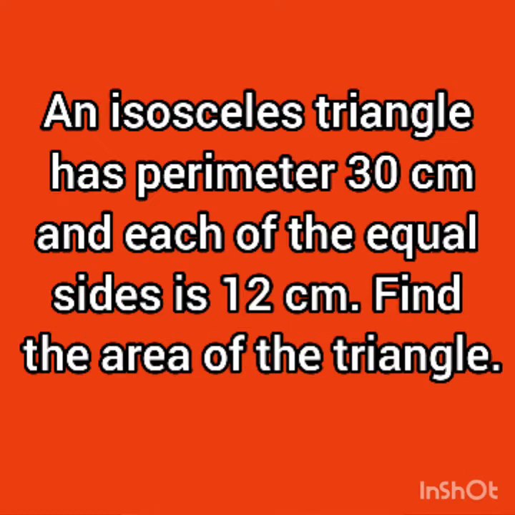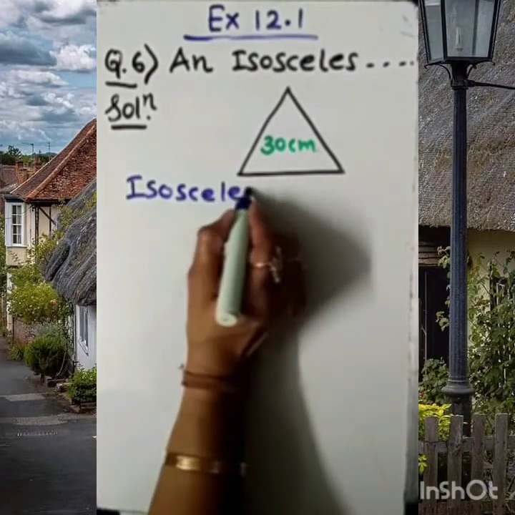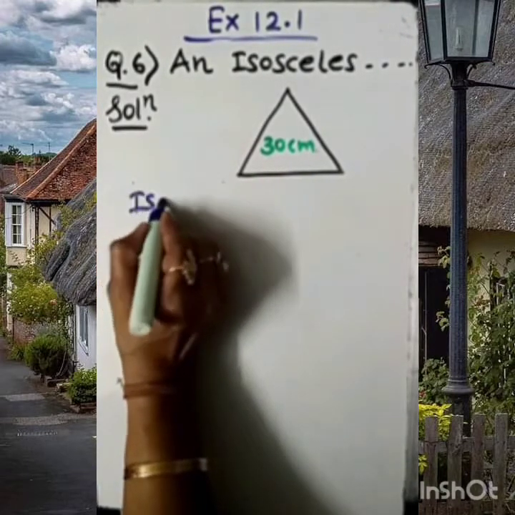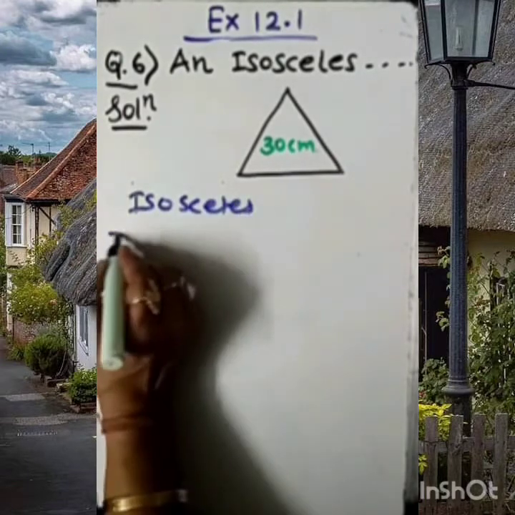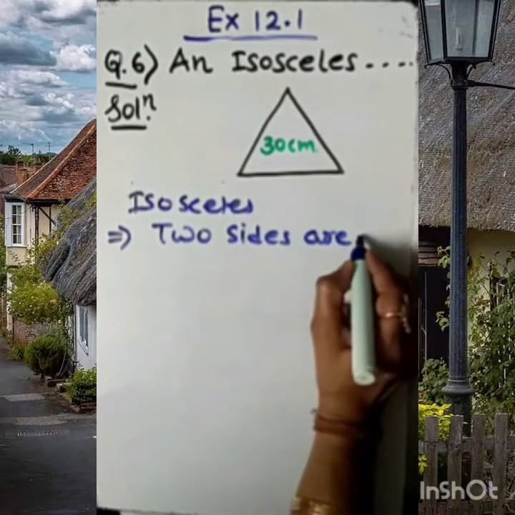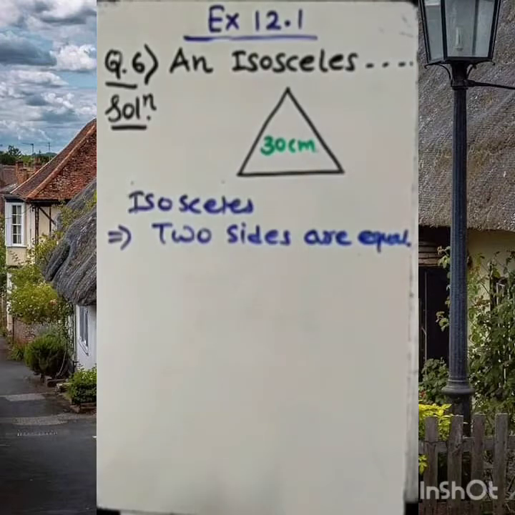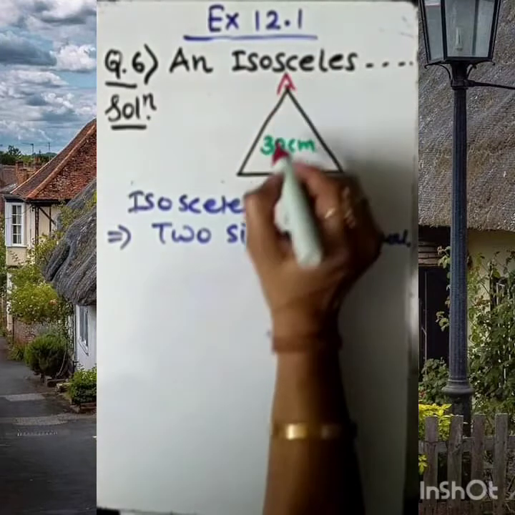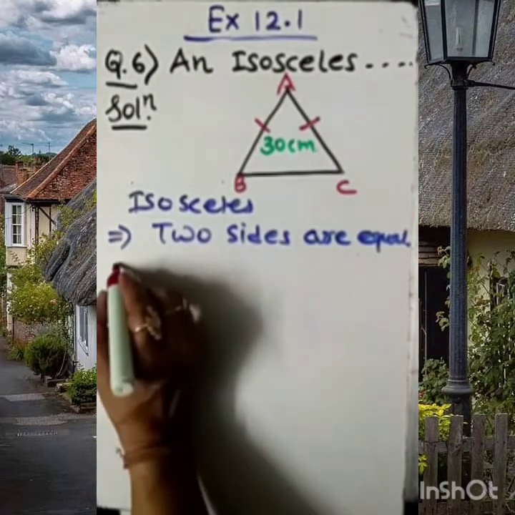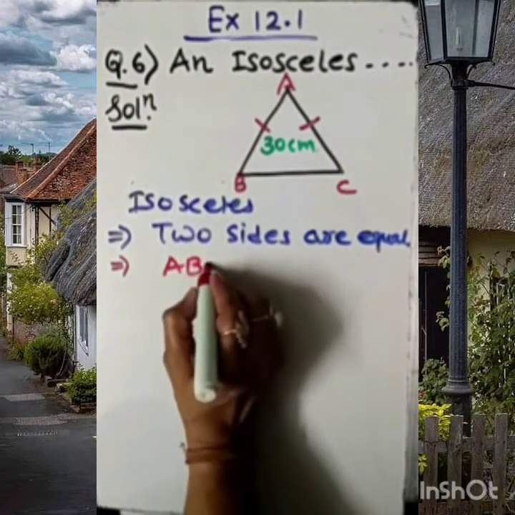So my dear student, here we are given an isosceles triangle. Isosceles indicates two sides are equal. Please note down this thing, two sides are equal. And here in the figure you can see I have taken triangle ABC. Suppose ABC is isosceles and I am considering AB equal to AC. Two sides are equal. Which two sides? AB and AC.